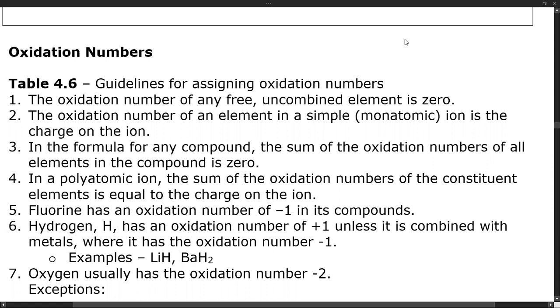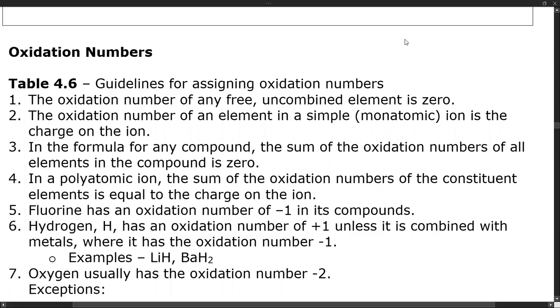In the formula of any compound, the sum of the oxidation numbers of all the elements in the compound is 0. We're going to use that to have something to set it equal to. That's how we've determined the formula of the ionic compounds. If it's a polyatomic ion, it's going to add up to the charge on the ion. We're going to need some reference elements.